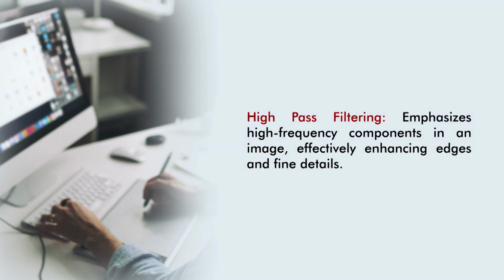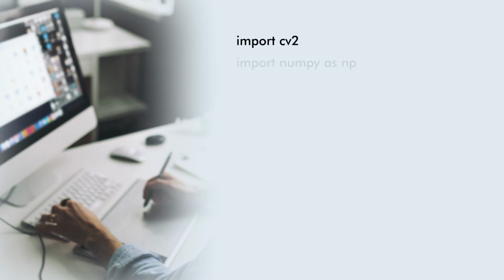High pass filtering emphasizes high frequency components in an image, effectively enhancing edges and fine details. We can understand how it is implemented using Python code. Like, we have to import the libraries. First of all, we have to import cv2, then import numpy as np.